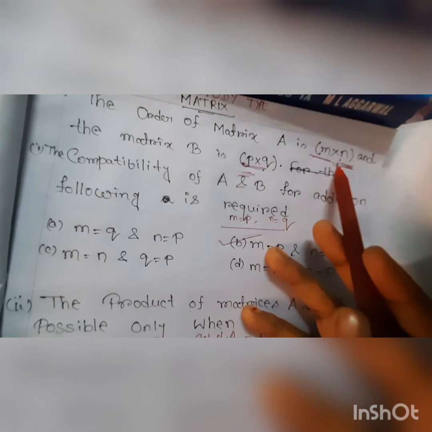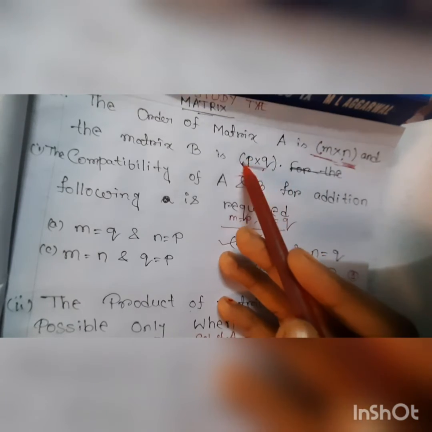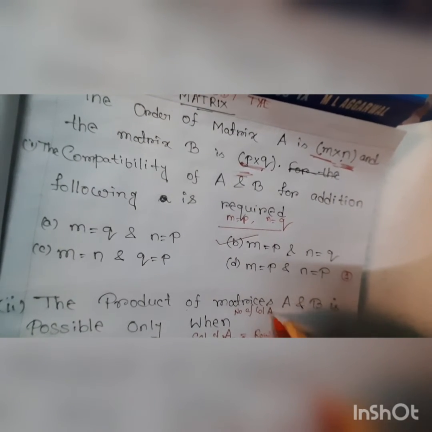Now the product of the matrices A and B is possible only when the number of columns of matrix A is equal to the number of rows of matrix B. The number of columns of matrix A will be equal to the number of rows of matrix B.